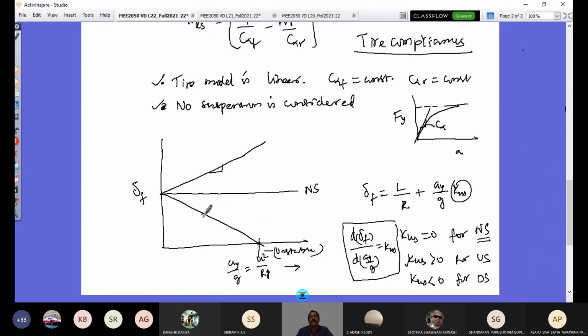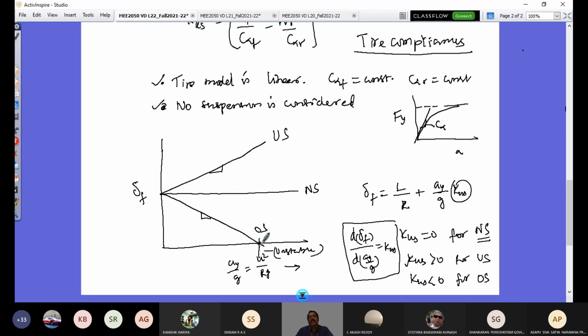So here the slope is negative, right? If it happens to be negative, then this is minus, so I will have this. So I could now explain the lateral handling behavior and tendencies of the vehicle, whether it is a neutral steered vehicle, an understeered vehicle, or an oversteered vehicle.